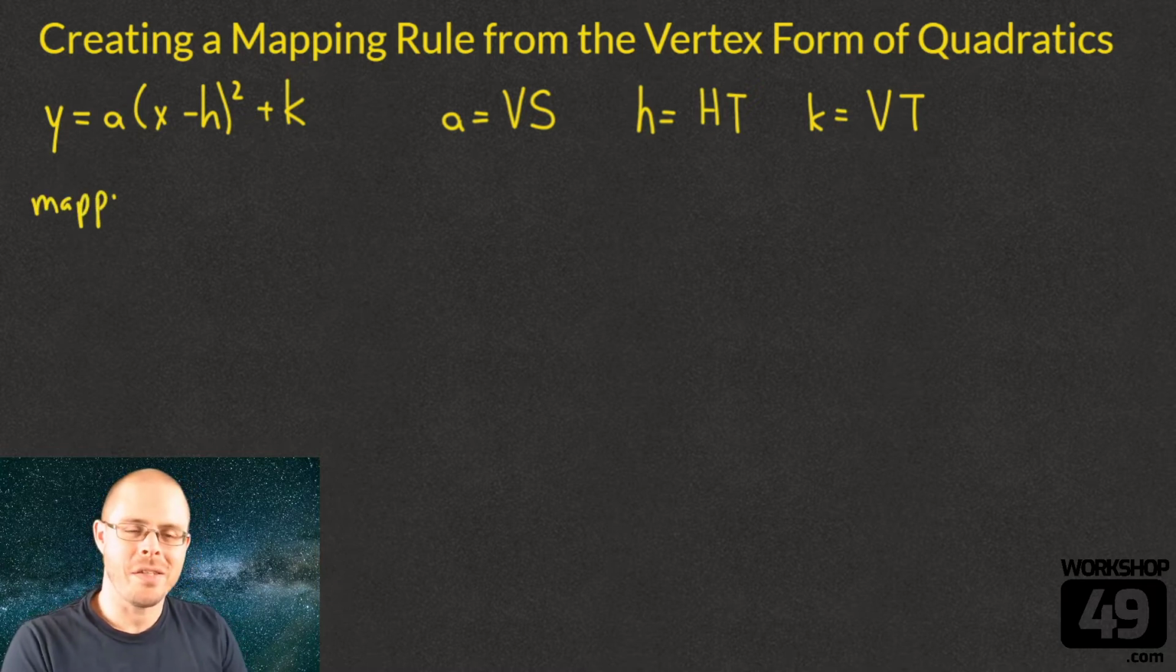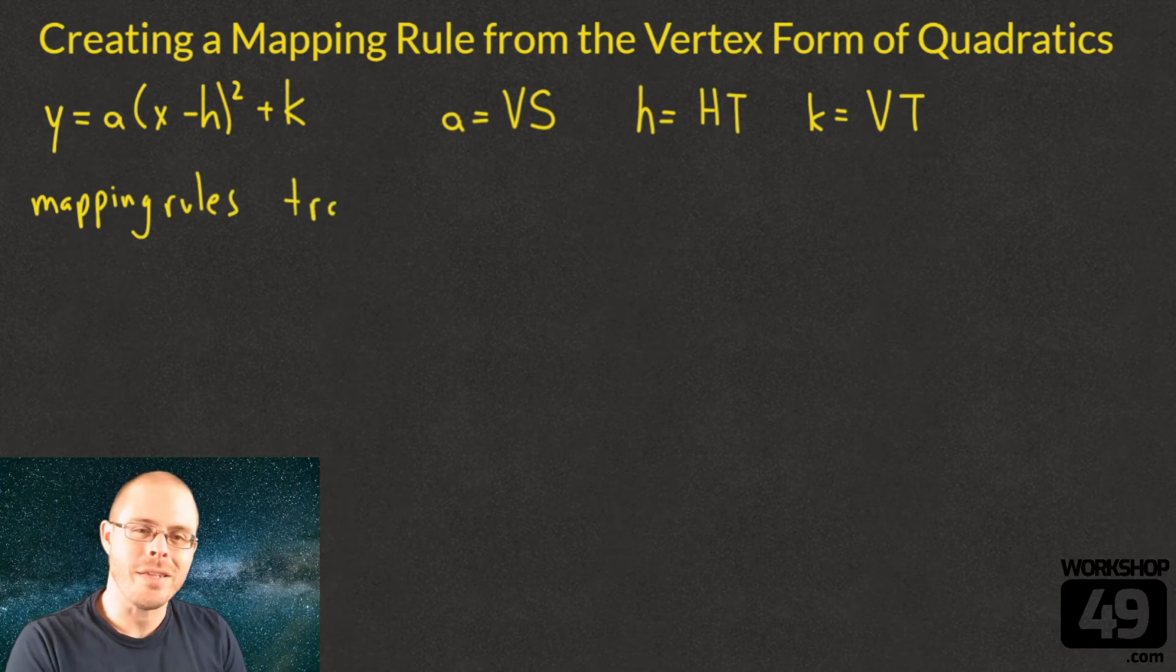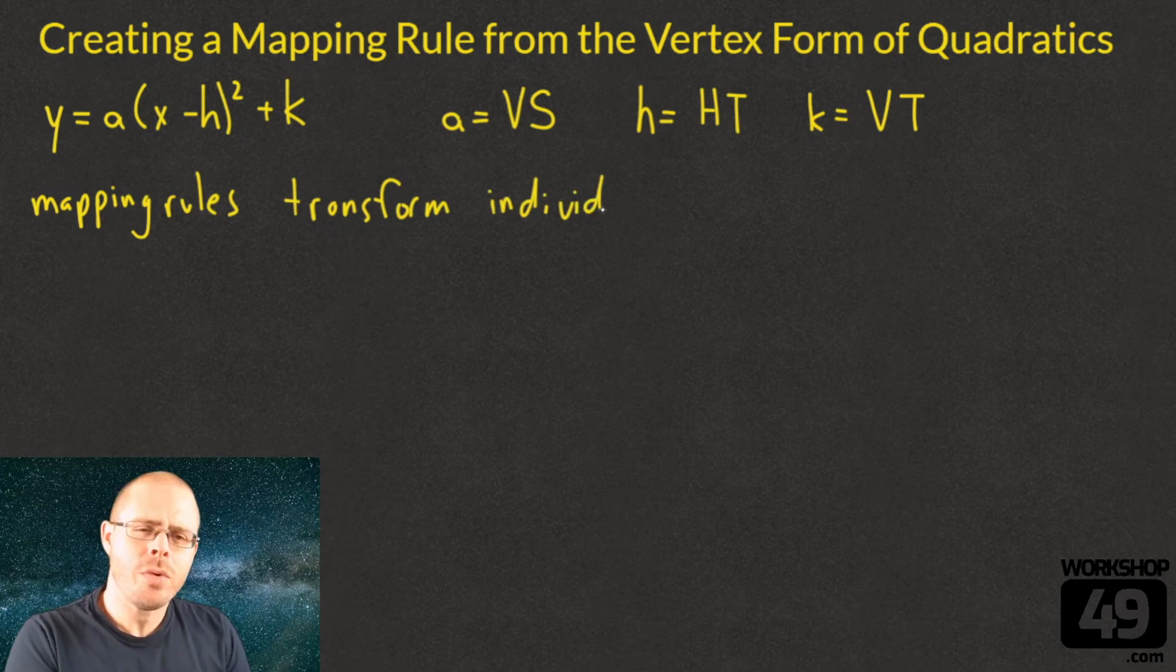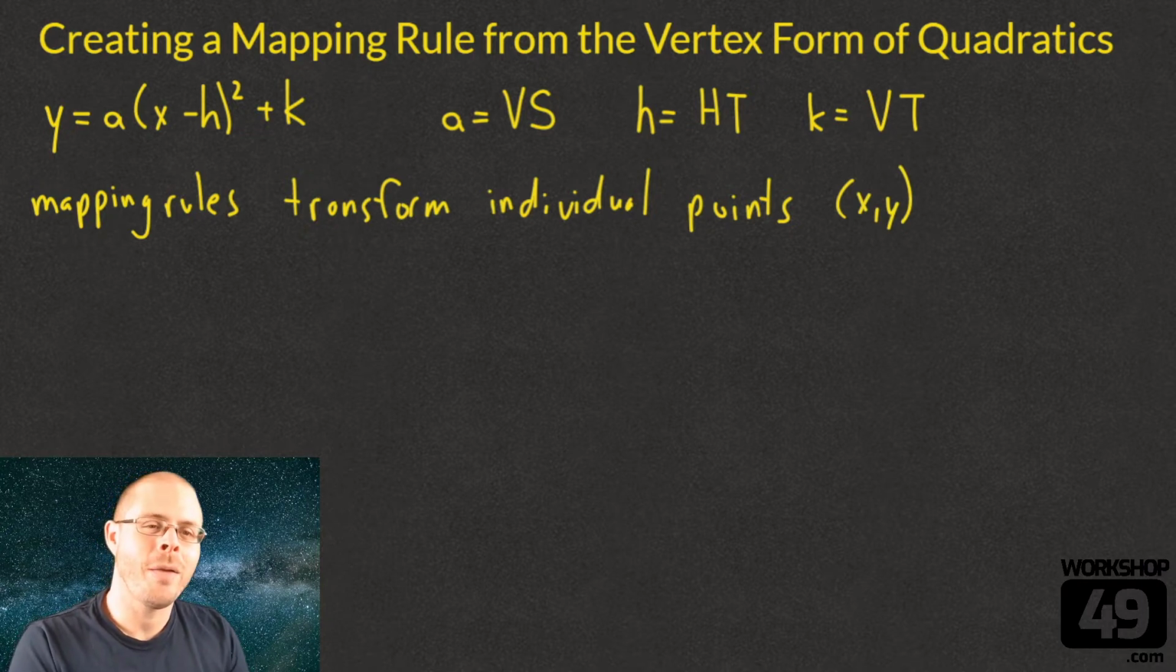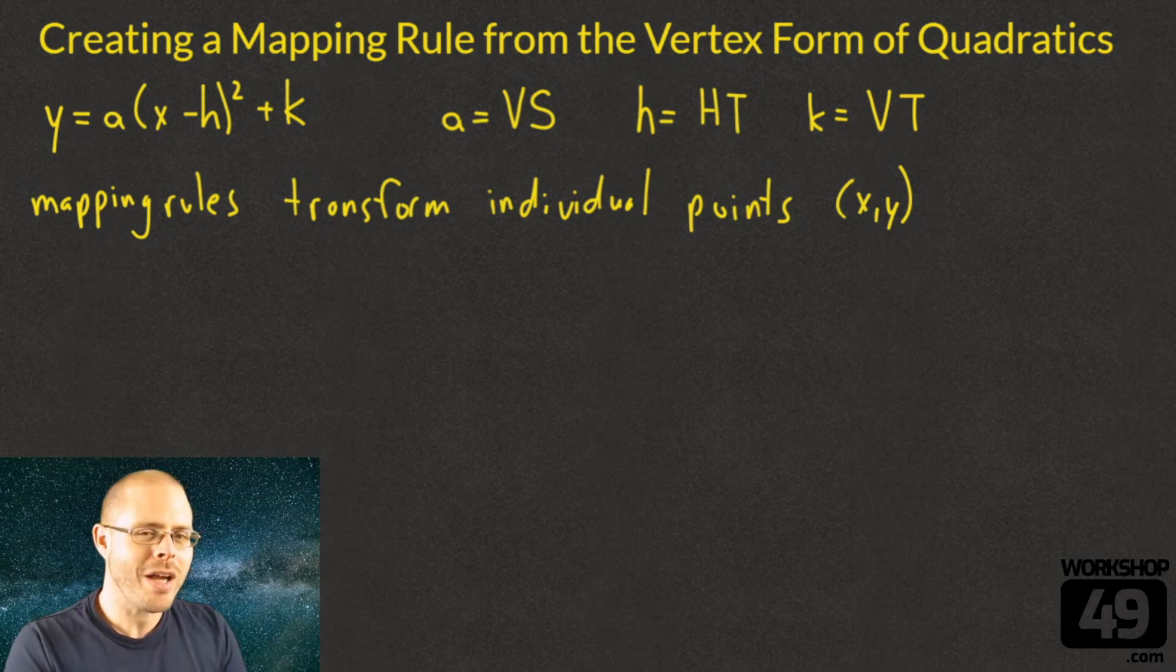Now, we've graphed parabolas in lots of different ways in the past. Usually we do this by finding key points, like the x-intercepts and the y-intercept, and then trying to connect these key points. Mapping rules are a little bit different because mapping rules transform individual points. So you're not really looking for those key points. You can actually just take any point (x, y), and it will give you a new point on your new graph. Now, we don't actually have to apply that in this video, but I wanted you to know what a mapping rule is for.